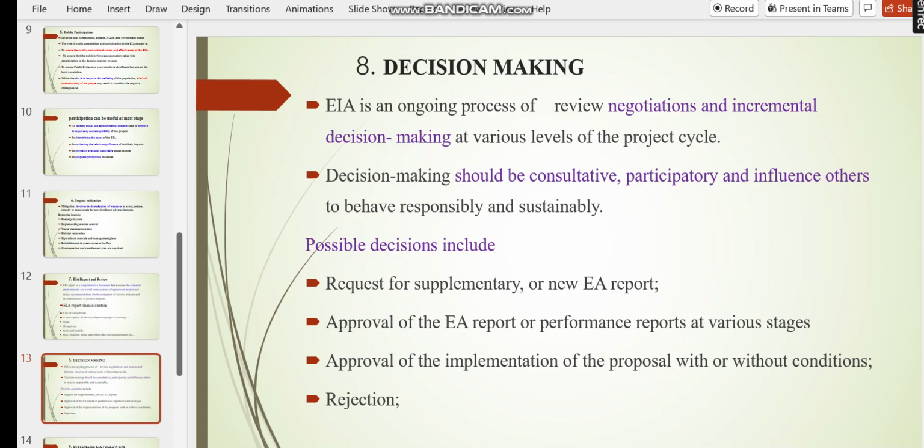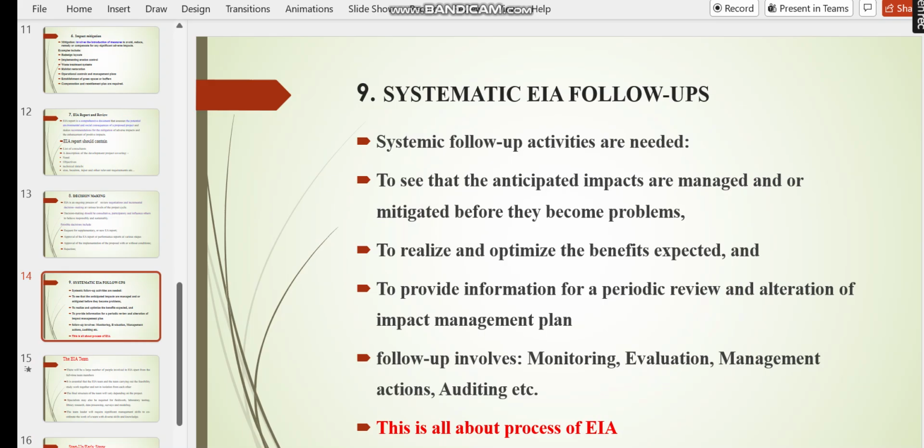The eighth step is decision making. It is an ongoing process of reviewing and negotiation and incremental decision making at various levels of the project cycle. Decision making should be consultative, participatory, and influence others to behave responsibly and sustainably. Possible decisions include a request for a supplementary or new EIA report, approval of the EIA report or performance report at various stages, approval of implementation of the proposal with or without conditions, or it may be rejection.